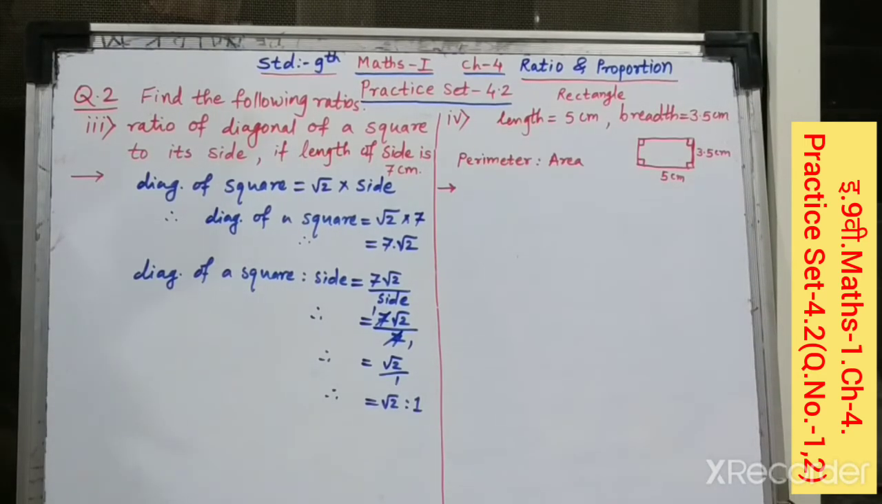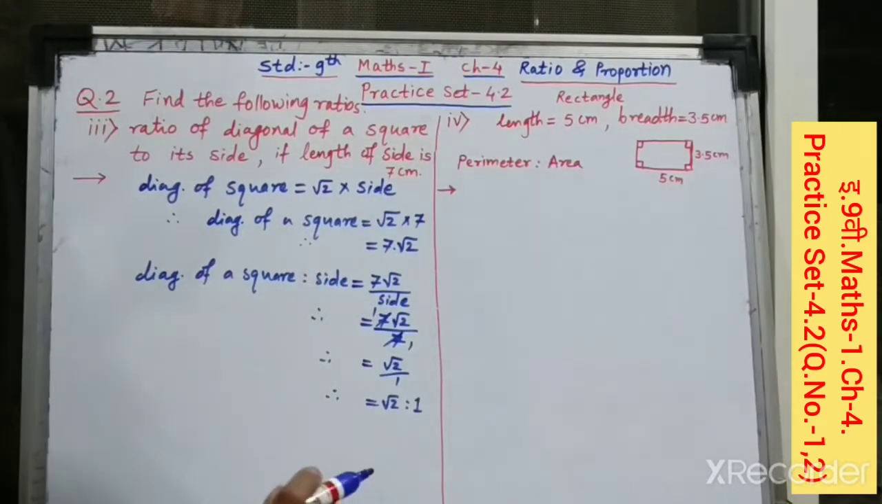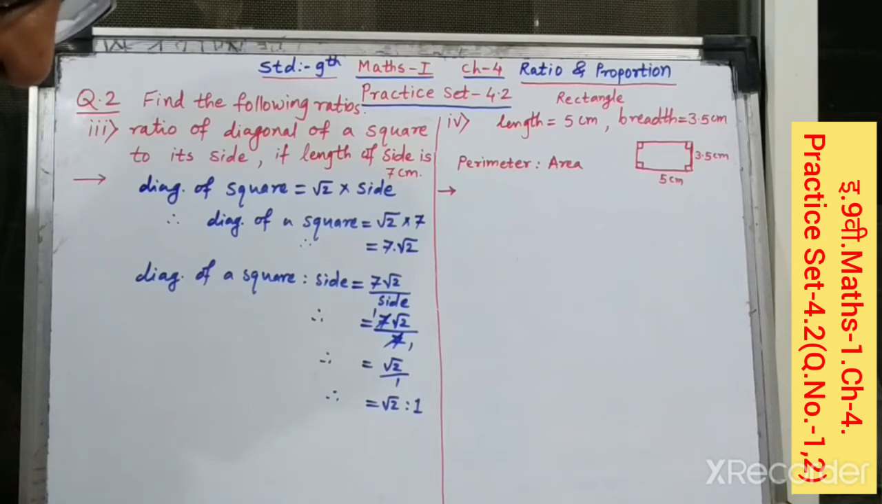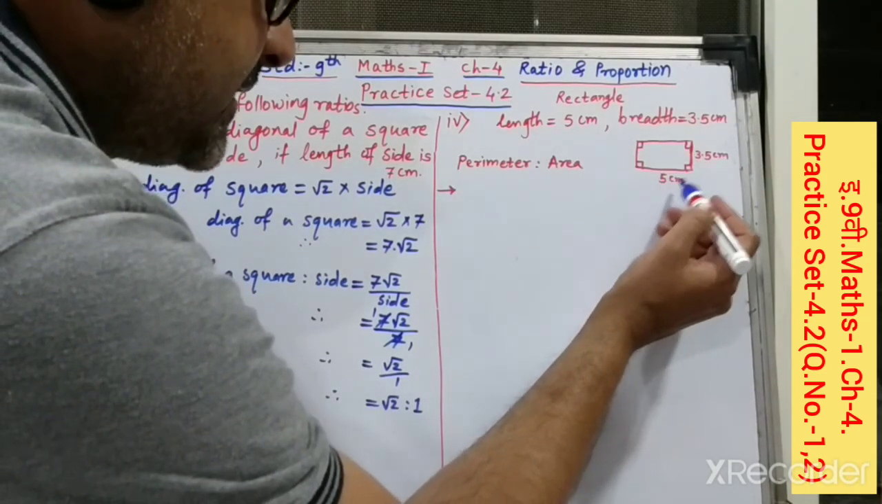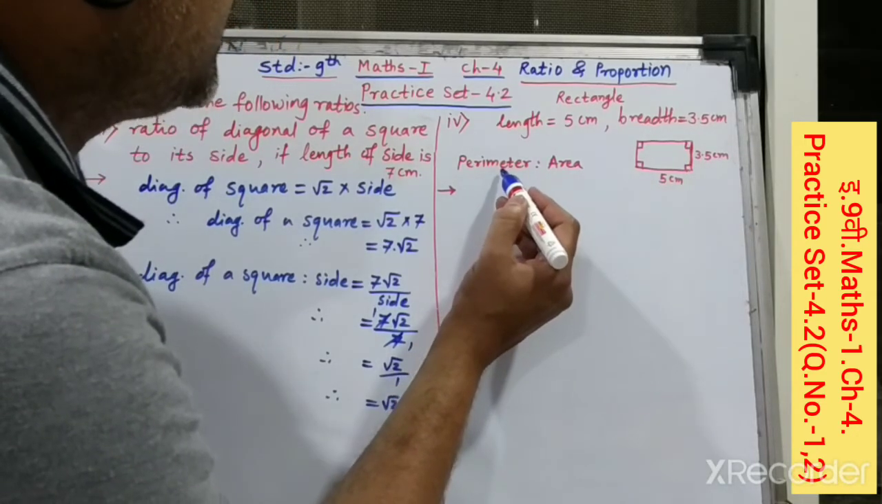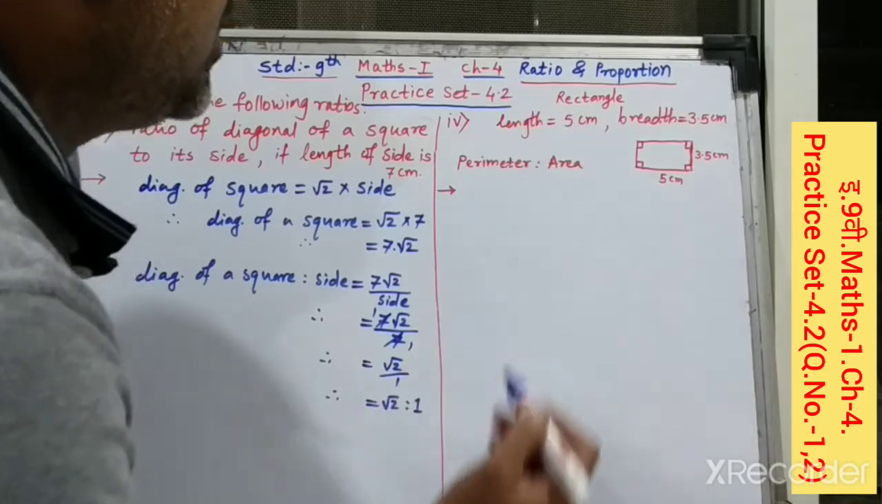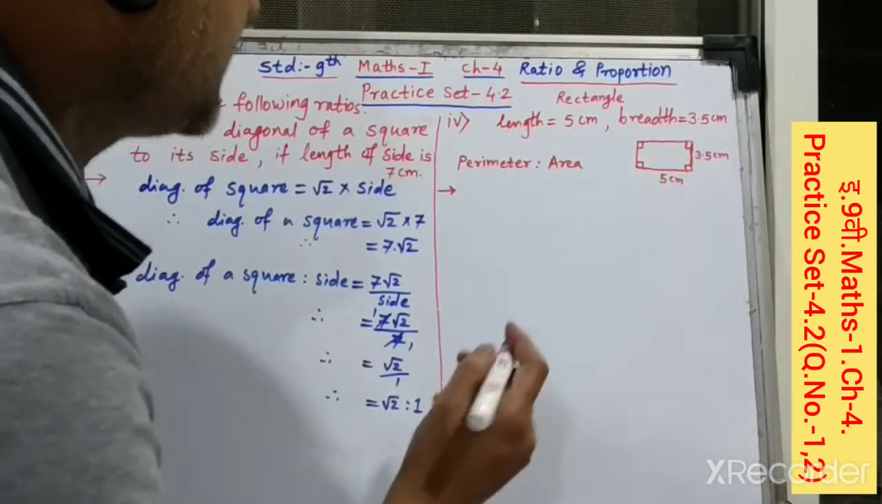Now the fourth sub question from question number 2 of practice set 4.2. Now the example is the lengths of sides of rectangle are 5 cm and 3.5 cm. Find the ratio of its perimeter to area. Now look at this example. Here the rectangle is given and the length is 5 cm and breadth is 3.5 cm. And we have to find the ratio of perimeter to the area of rectangle. So let us find the perimeter and area of this rectangle.